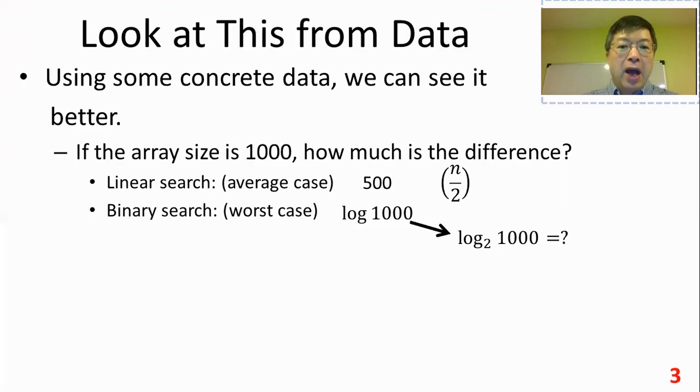Now let me explain a little bit why I use the worst case here instead of the average case. Actually, when we compare performance of two different methods, we'd better compare average case performance, because the average case is the best one to describe the overall performance. That should be the same for the binary search: the best one to use should be the average case.